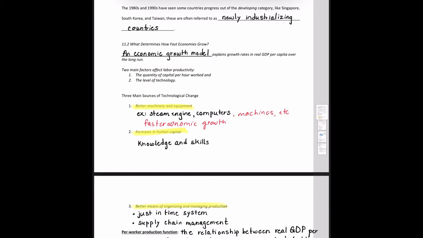Human capital. We've already defined human capital as the accumulated knowledge and skills workers acquire from education and training or from their life experiences. Increases in human capital could be certifications, degrees, continuing education, etc. If you go and listen to a conference, things like that are increases in human capital.